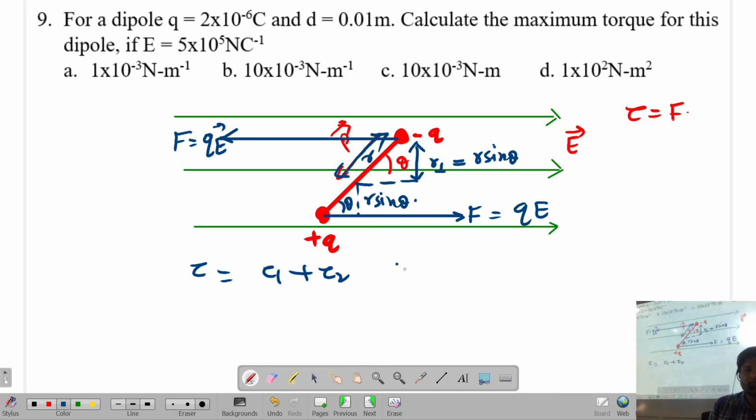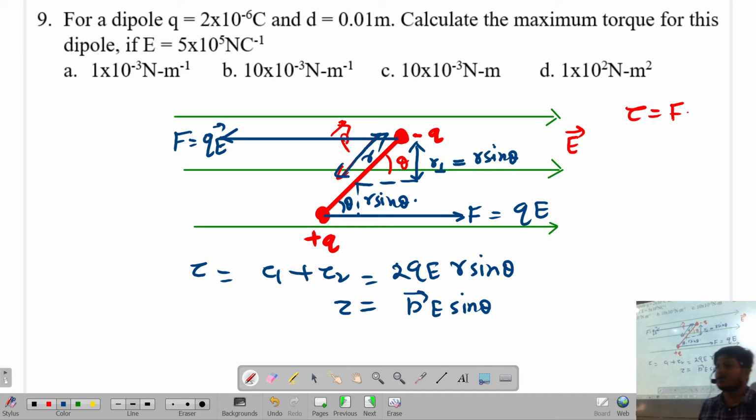So tau 1 plus tau 2 is twice QE R sin theta. But what is twice QR? It is the dipole moment, so P into E sin theta. Did you get this formula in your boards? Torque is equal to P E sin theta. What is the formula for it? Q into twice R E sin theta.